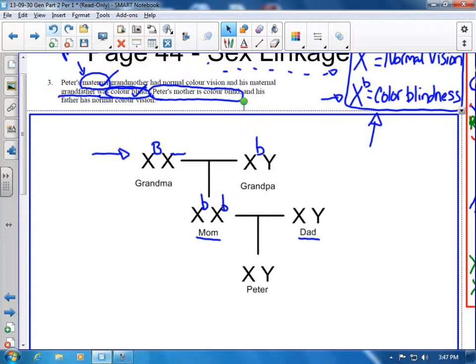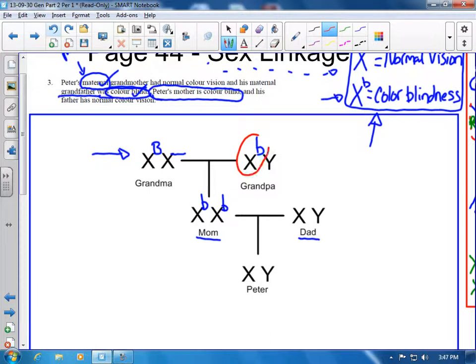Well, we can see that this X little b would have been passed down to mom, but now I guess she needs to have another X little b transferring from grandma down to her. So grandma actually is X big B, X little b. Done.